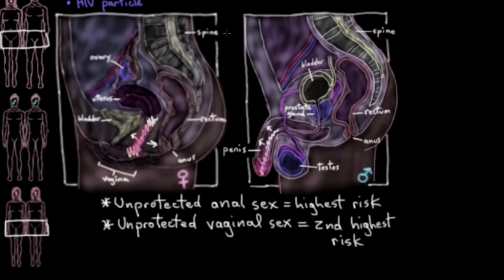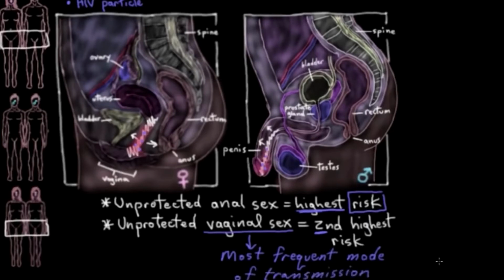And just so that I'm perfectly clear here, anal sex, I said, had the highest risk of transmission, and vaginal sex the second highest risk. But vaginal sex is the way HIV is transmitted most frequently overall, because overall, more people have vaginal sex over anal sex.